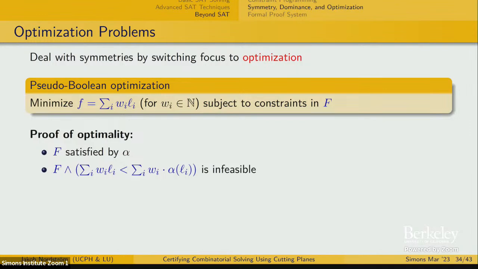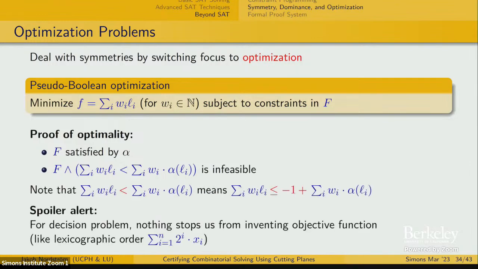What is a proof of optimality? Well, a proof of optimality would be first you check that you have a satisfying assignment, and then you have a proof of contradiction from your original formula added together with the requirement that you should find a better solution. Note that strict inequality is just syntactic sugar. Since we're doing discrete problems, there is no strict inequality. It just means less than or equal to minus one plus whatever I have. This is actually a little bit important because this is something you can run into problems with if you start doing proof logging for linear programming and mixed integer linear programming solvers.